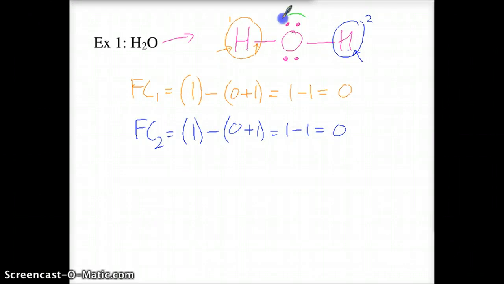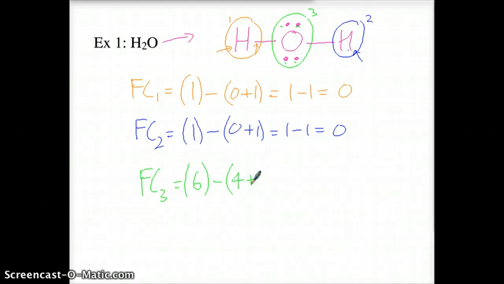What about the oxygen atom? I'll label it 3. Formal charge of 3. How many electrons should oxygen have by itself based on where it is in the periodic table? It's in column 6, group 6A, so it should have 6 valence electrons. Now we need to think about how many non-bonding electrons it has: 1, 2, 3, 4. Plus, how many bonds does it have? 1 there and 1 there, so 2. So this would be 6 minus 6, which is equal to 0. You might be thinking, does it always have to be equal to 0? No, it doesn't.